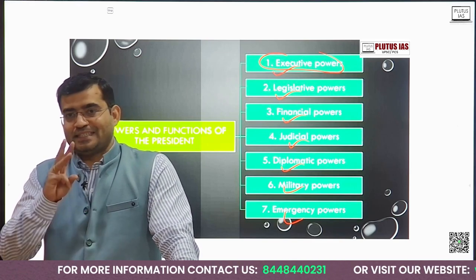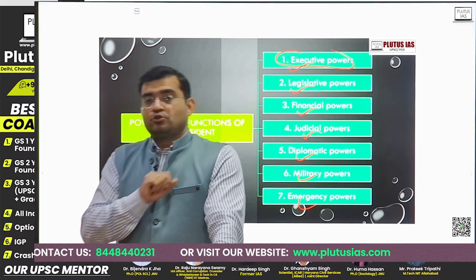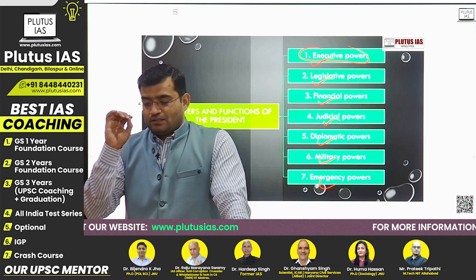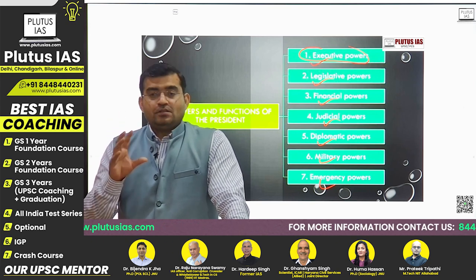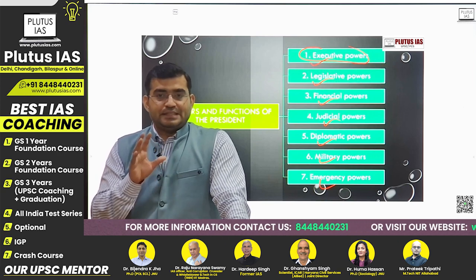So our President has 3 veto powers, that is suspensive veto, absolute veto and the pocket veto, and all are part of Article 111. So that is the legislative power.